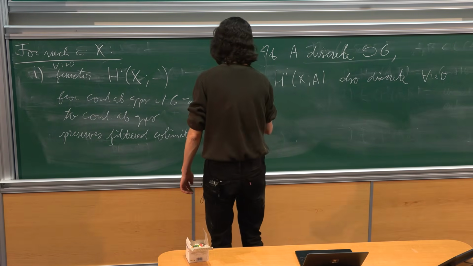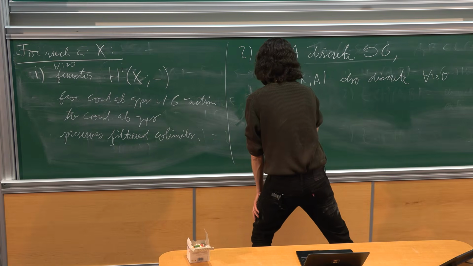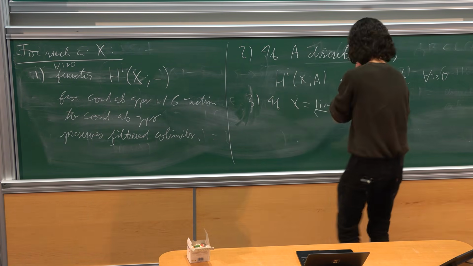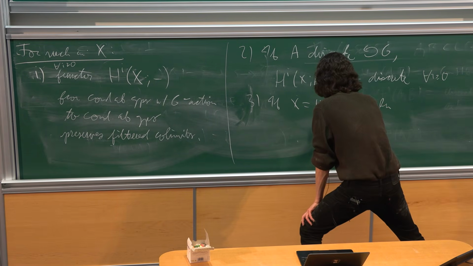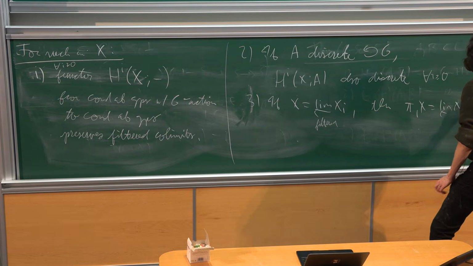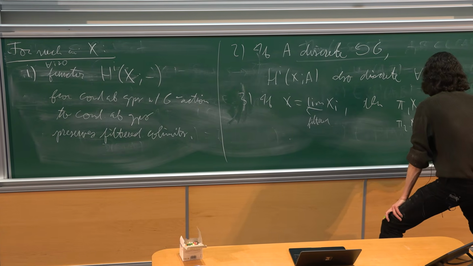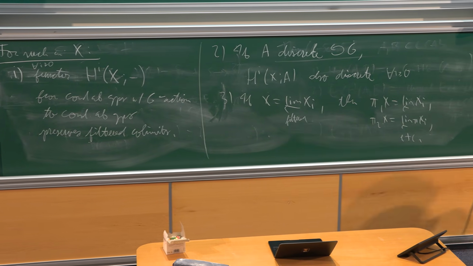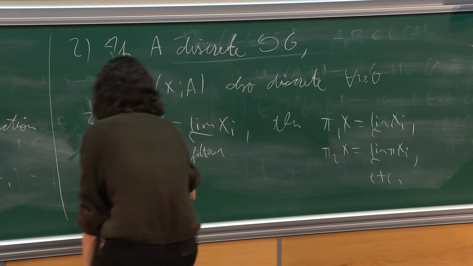Third, if X is a filtered inverse limit of X_i's, then the pi_1 of X is the inverse limit of the pi_1 of X_i's, the pi_2 of X is the inverse limit of the pi_2 of X_i, etc. So the homotopy groups are naive in a filtered inverse limit of such things. And also the cohomology with discrete coefficients is naive, or is the colimit.